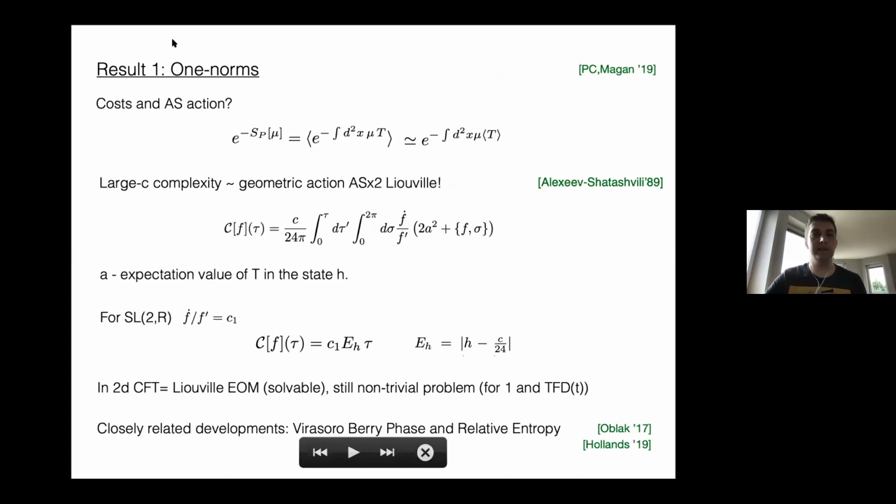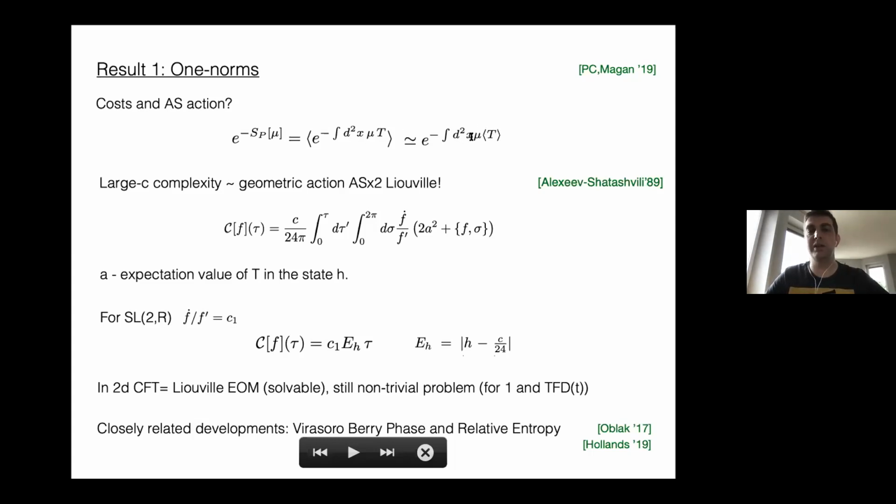So if we apply these one norms in our proposal, then the question is, can you see, or do we notice, that these one norms are related to the geometric or Alekseev-Shatashvili actions? One very naive argument that I'll elaborate on in a moment is that you can already see it on the level of the Polyakov action. When you take the exponent of the Polyakov action, which is defined basically as a generating functional of the stress tensor, you can see that at large C the correlation functions of the stress tensor factorize, so this exponential becomes just the exponential of the one-point function times mu.